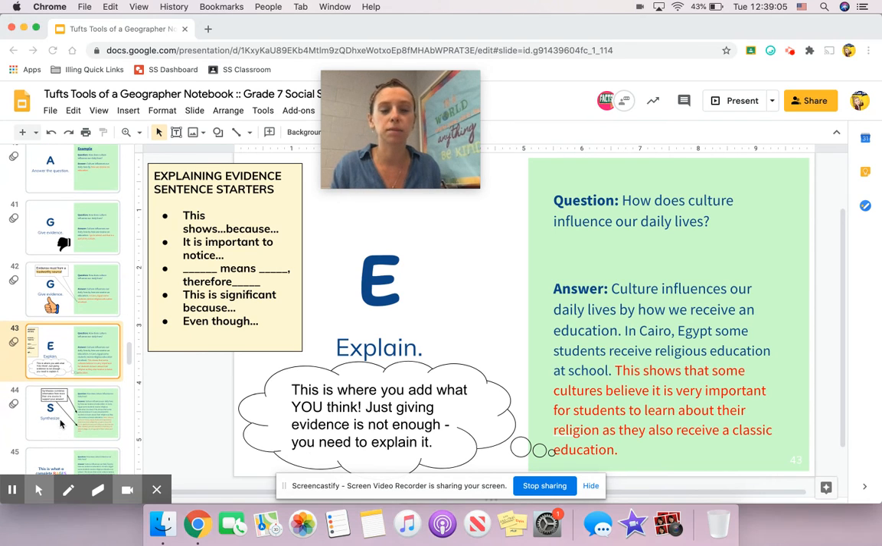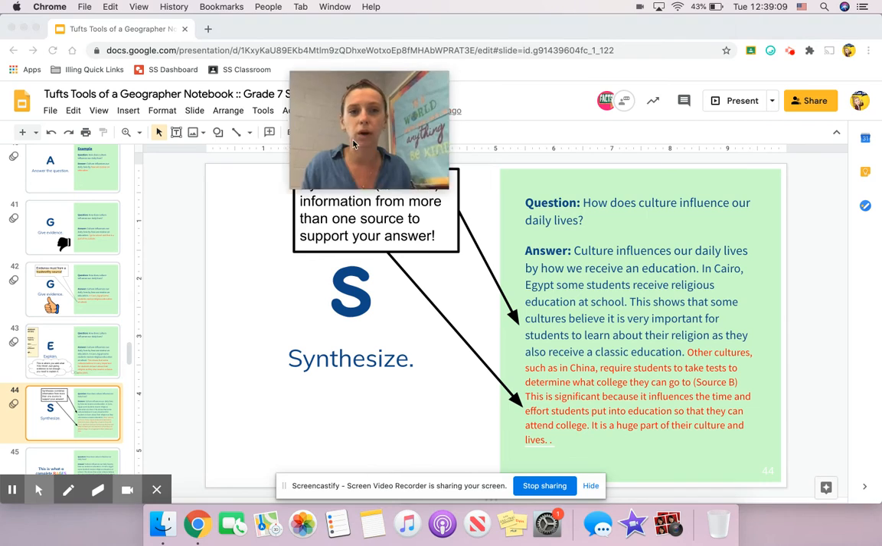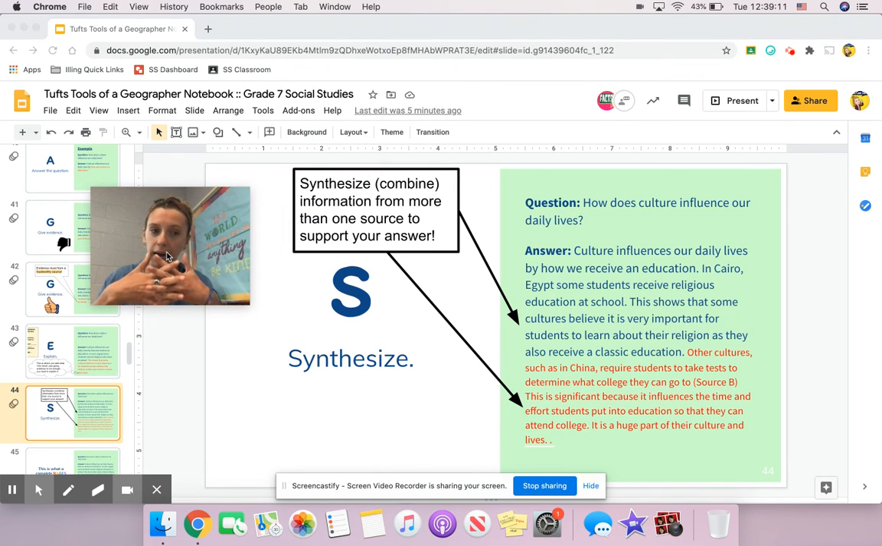Now, the last step stands for synthesize. Synthesize is kind of a big word, but all it means is to combine. You want to combine pieces of evidence to support your answer. So I already used one piece of evidence about Cairo, Egypt, but if I'm synthesizing, I need to add another piece of evidence about a different place from a different source. Let's look at the example one more time to see how I did that.